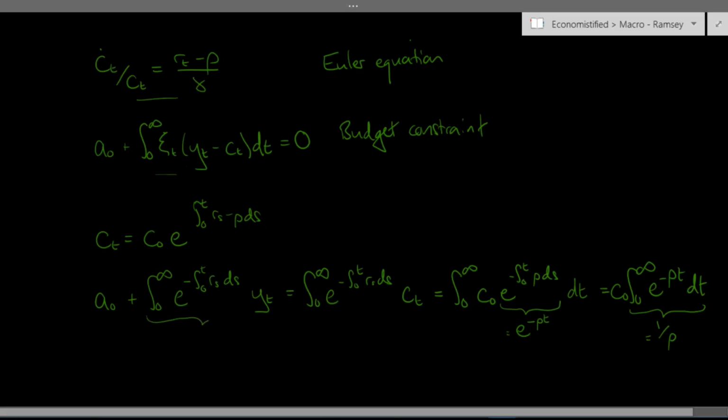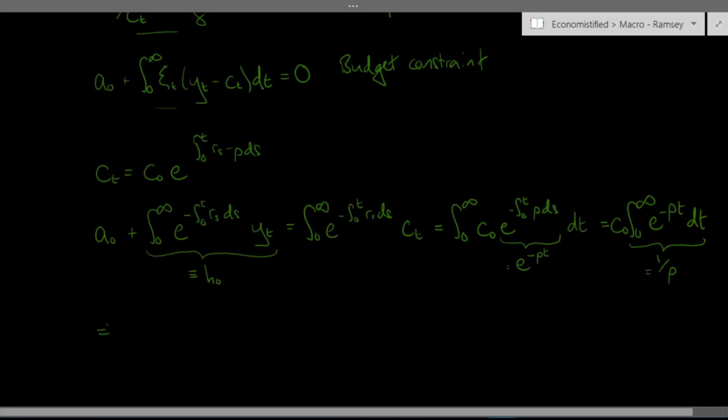Now this term here, I'm going to leave that like it is, but I'm just going to denote it as H_0, because this is your human capital, if you like. It's the present value of all your labor income. So I'm going to call that human capital and denote it H_0. And A_0, of course, is your physical capital, your financial wealth. So just rearranging this, we get ultimately that C_0 is equal to rho times (A_0 plus H_0).